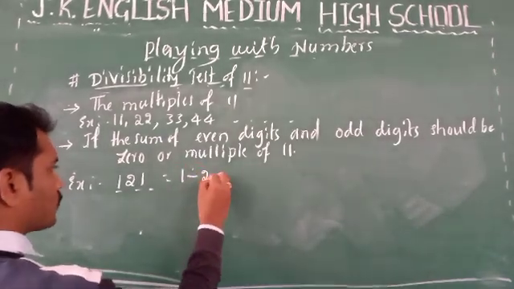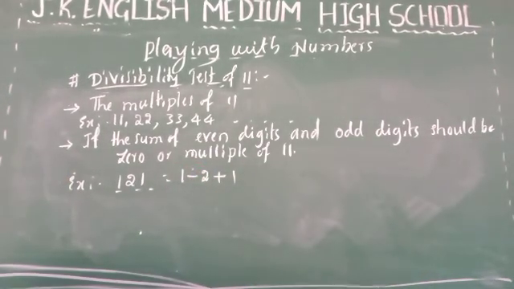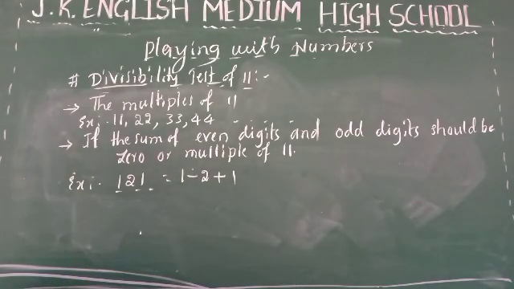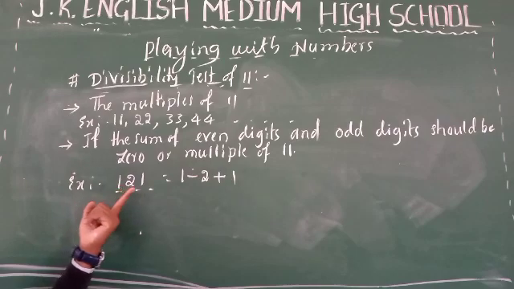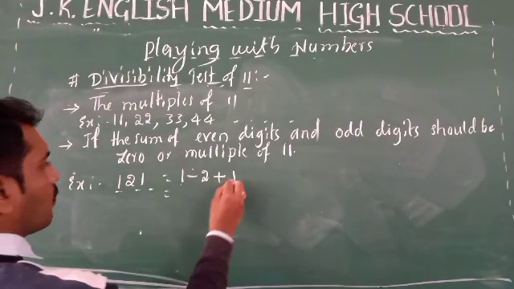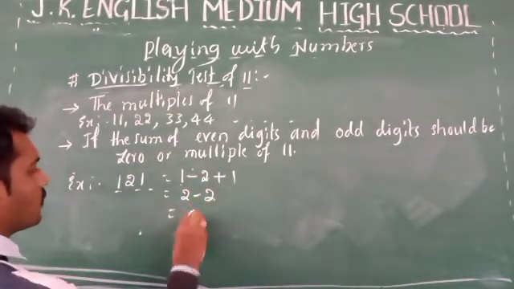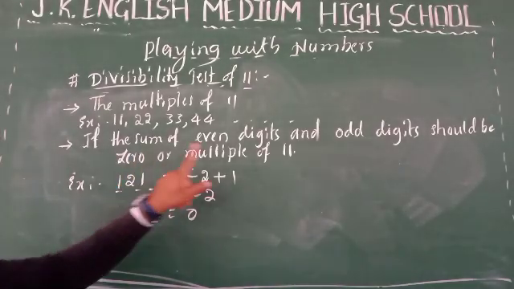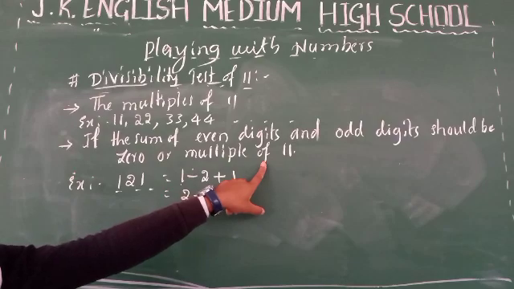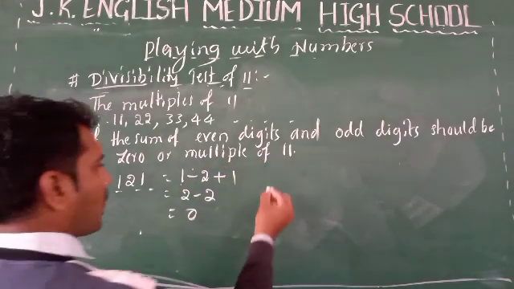1 minus 2 plus 1. So you should take the multiple signs, different signs. The first digit always plus, second number minus, and third number plus. Later on, 1 plus 1, 2 minus 2. What is this? 0. But this type of number is completely divisible by what? 11. So take one more number.